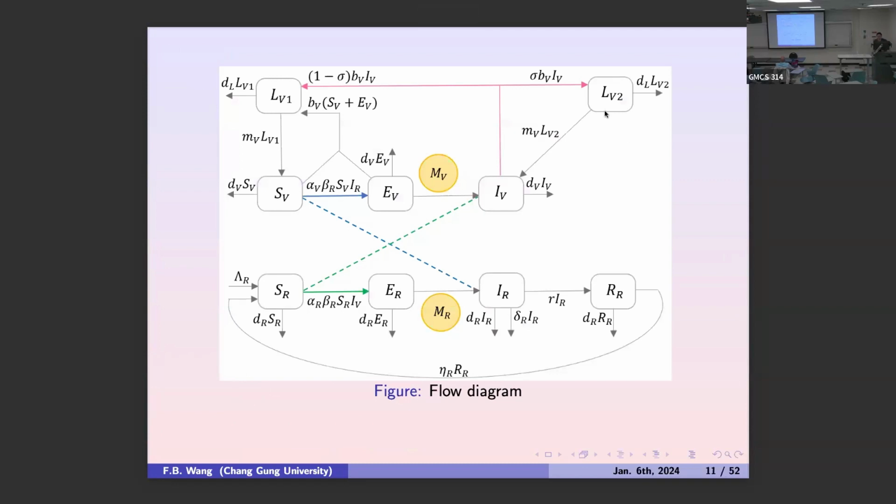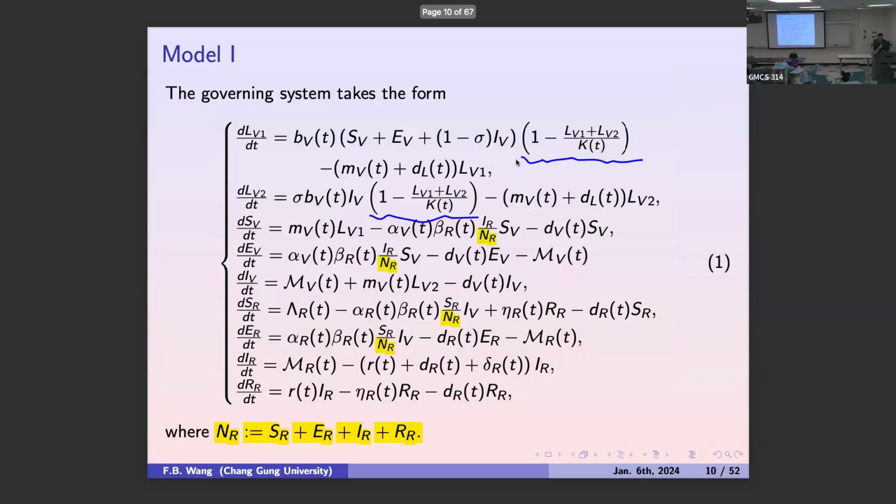And for this class, the infected larvae, it comes from IV with this probability. It can also go to the IV class with the maturation rate, and there is the natural death rate. So you can see the second equation is like this one, and this is the carrying capacity.